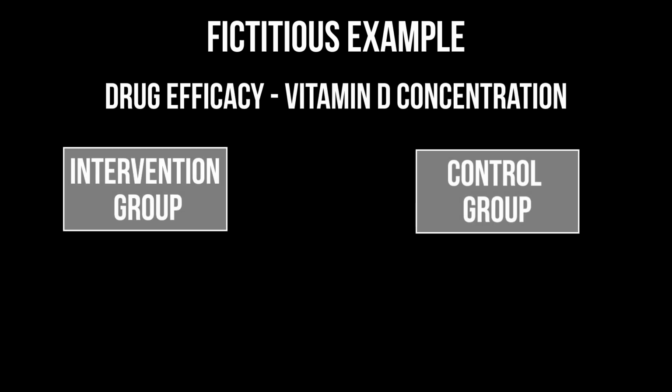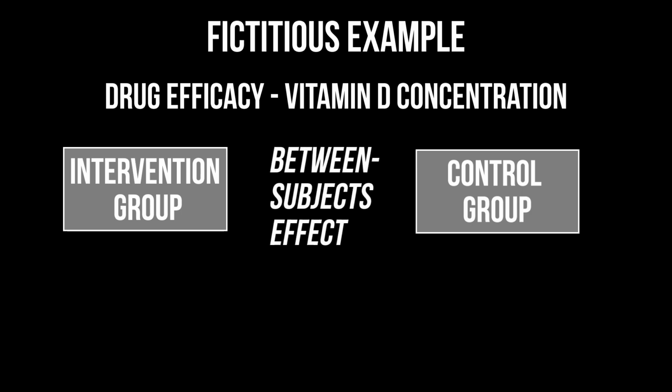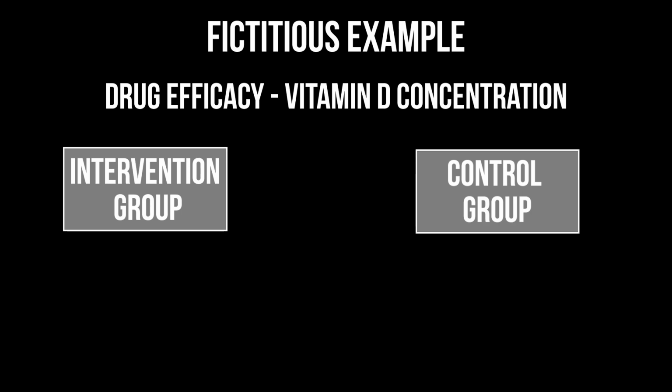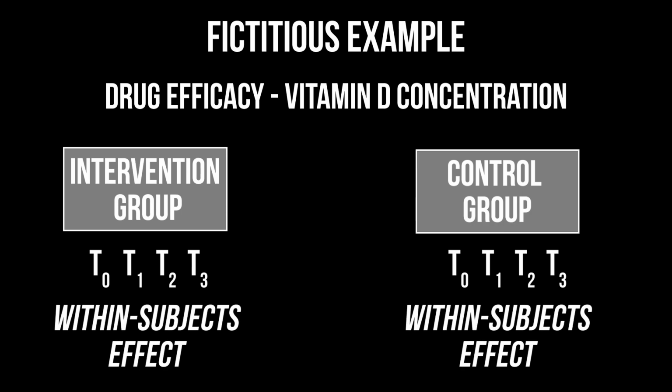I will divide my sample into two groups, an intervention or experimental group and a control group. This controls for the between subject effect. Furthermore, I want to see the results over time. I'll establish a baseline measurement and 3 follow-up measurements for both groups. This will take care of the within subject effect.